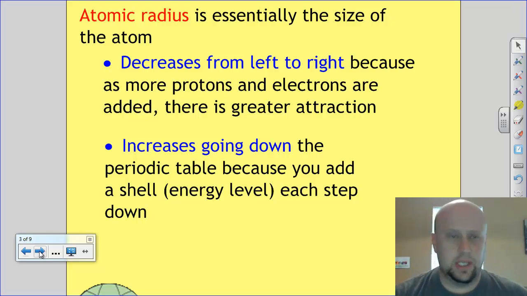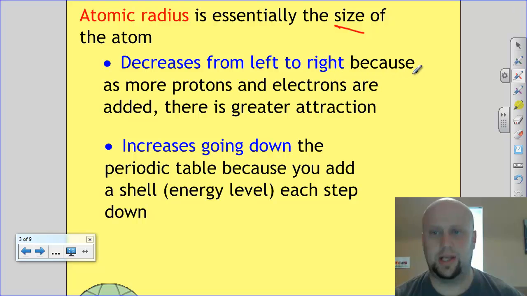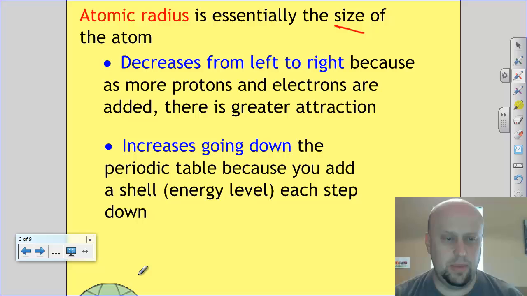Okay, so first thing, and this is kind of one of the big ones, is atomic radius. Atomic radius basically means the size of the atom. Okay, how big is the atom? And here's the way it works. As we go from left to right on the periodic table, it is going to decrease. It's going to get smaller. Now that seems weird, but let me show you why real quick.